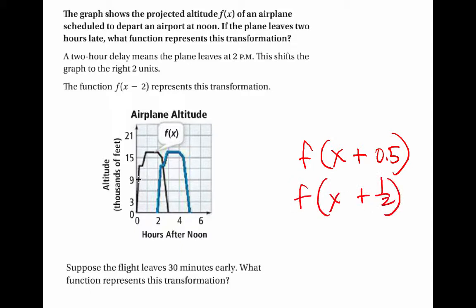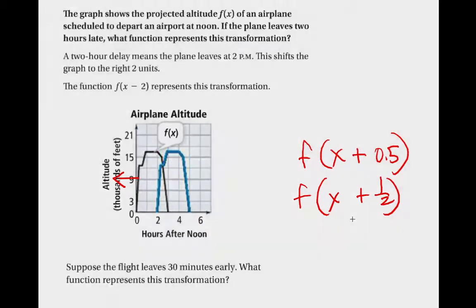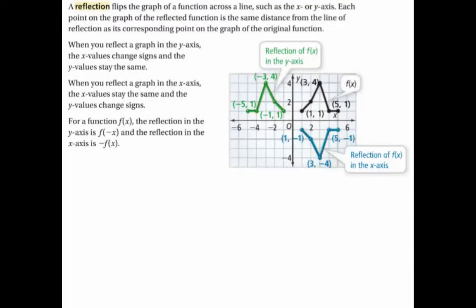But the graph would definitely be shifted this direction, right? So a horizontal shift to the left, we have to add values to the x, the translated function. A reflection flips the graph of a function across a line, such as the x or y axis. Each point on the graph of the reflected function is the same distance from the line of reflection as its corresponding point on the graph of the original function.